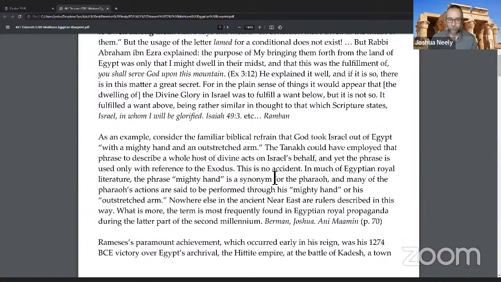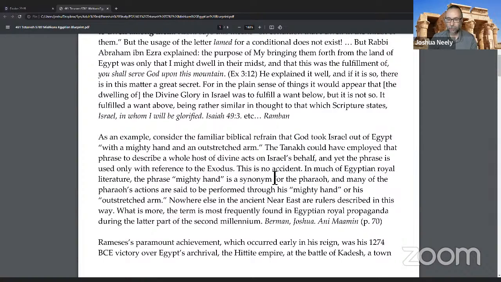The Tanakh could have employed the phrase to describe a whole host of divine acts on Israel's behalf, meaning in other parts of the Bible, you would expect God to always have a mighty hand and an outstretched arm. And yet, the phrase is used only with reference to the Exodus. God doesn't have a mighty hand and an outstretched arm for David. God doesn't have a mighty hand and outstretched arm for Solomon or for anyone else. He argues this is no accident. In much of Egyptian royal literature, the phrase mighty hand is a synonym for the pharaoh. And many of the pharaoh's actions are said to be performed through his mighty hand or his outstretched arm.